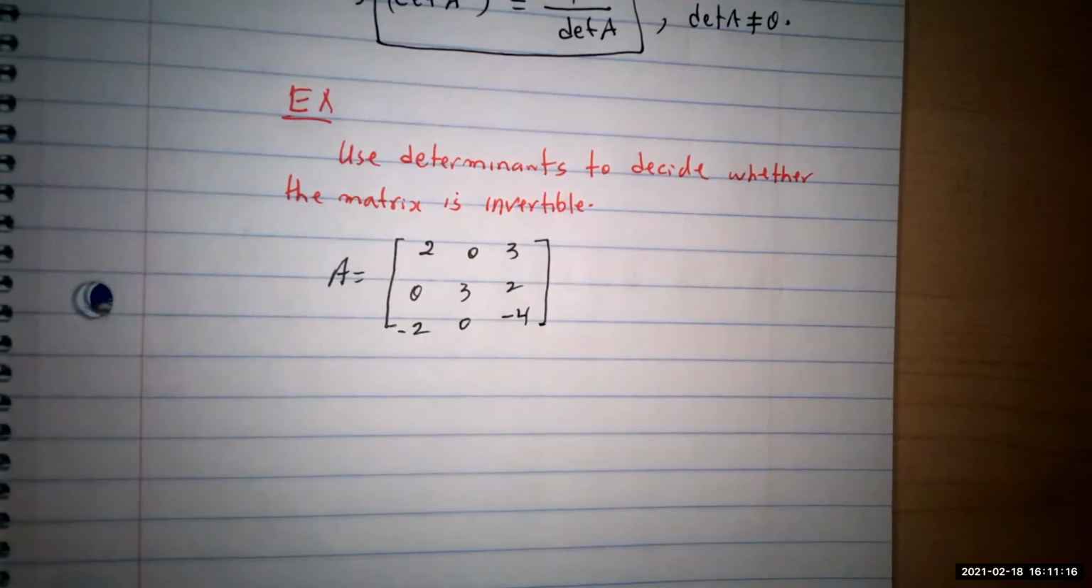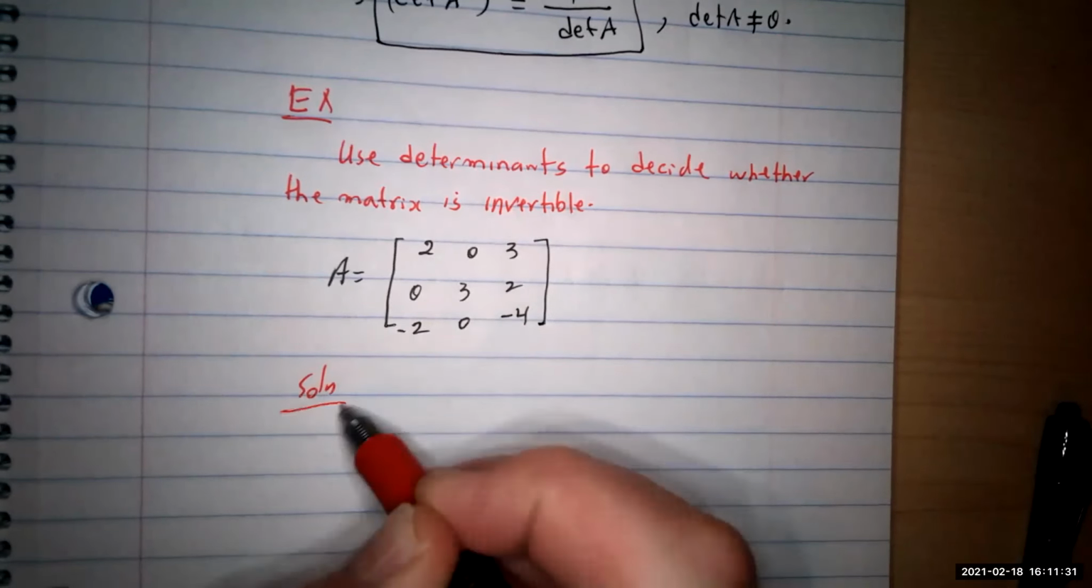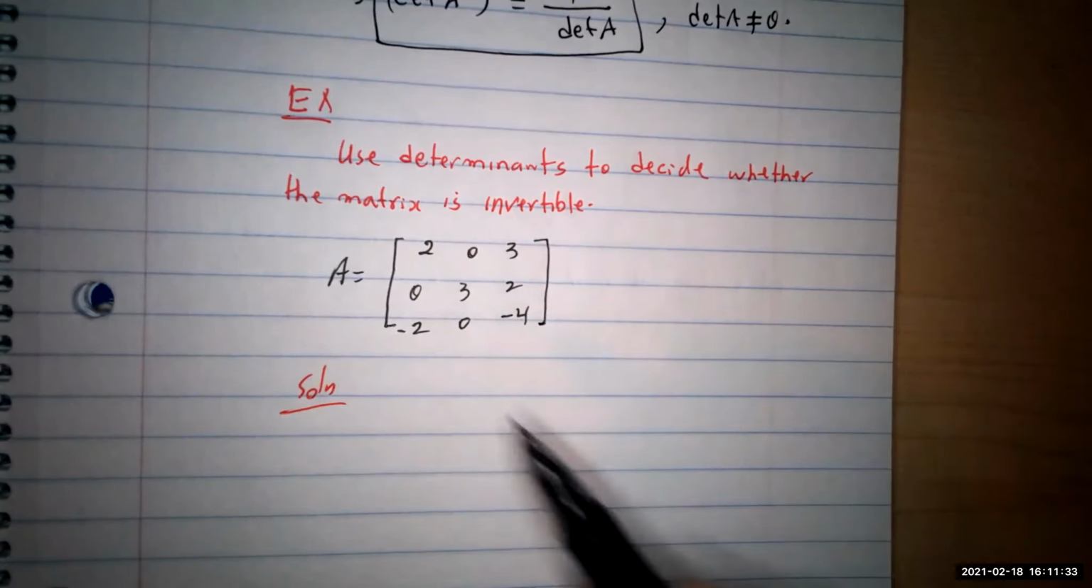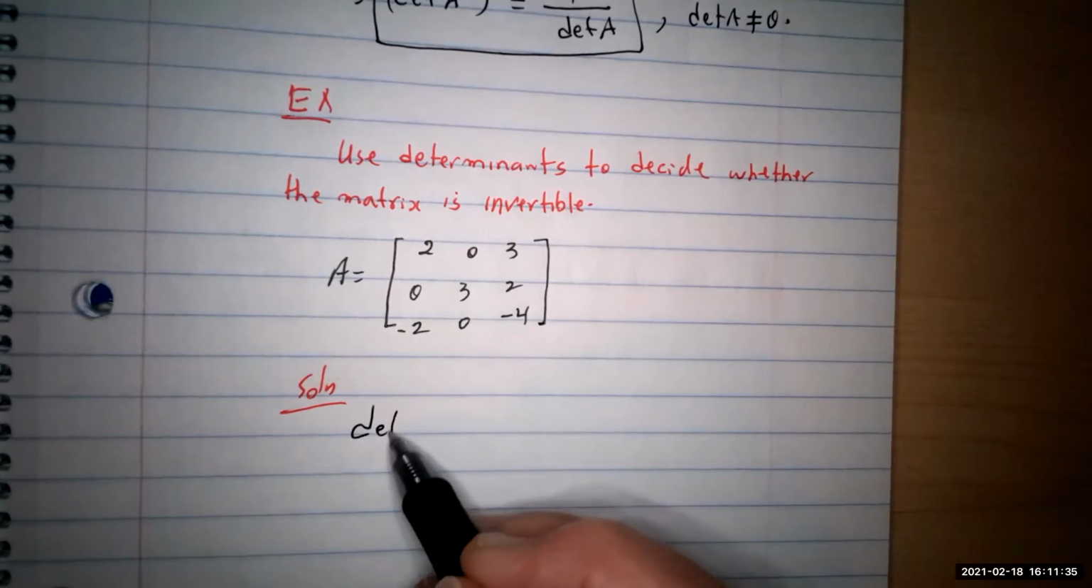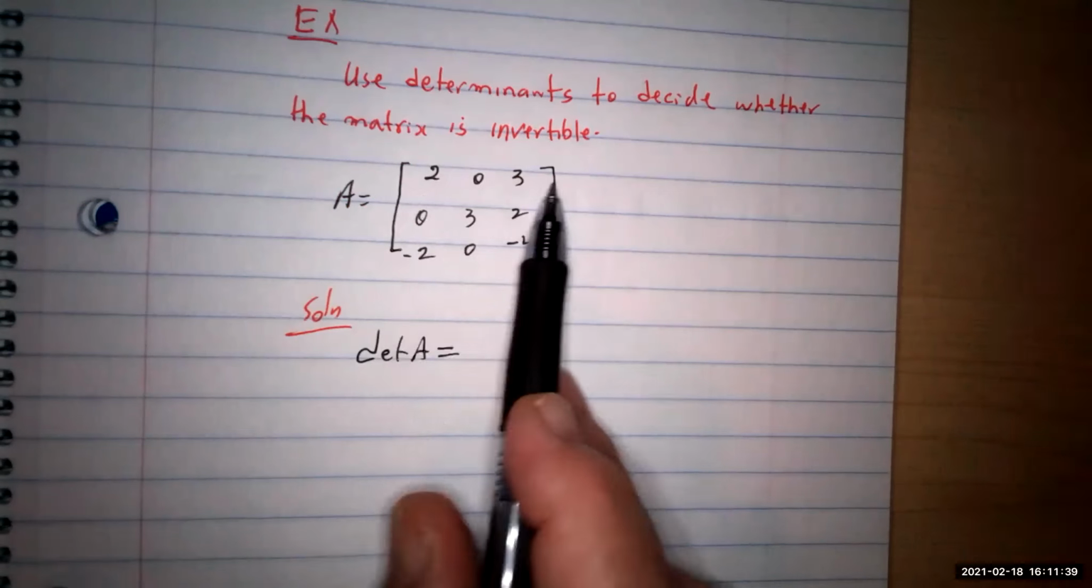It's easy to find the determinant. You don't need lots of properties to do it. Just do it as usual. You can use any row, any column, it doesn't really matter. So the solution is going to be just checking the determinant of A. There's a different way to find it, but just go with this one.